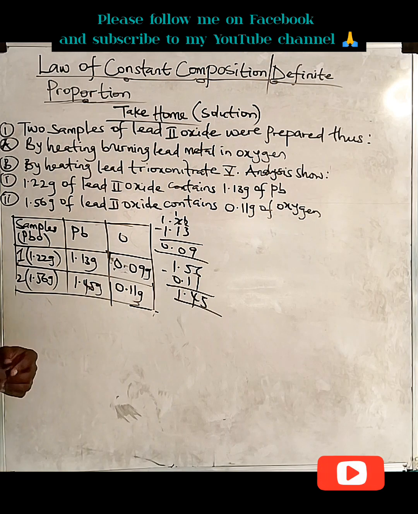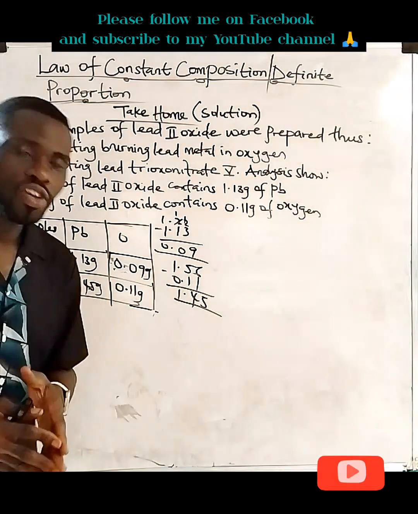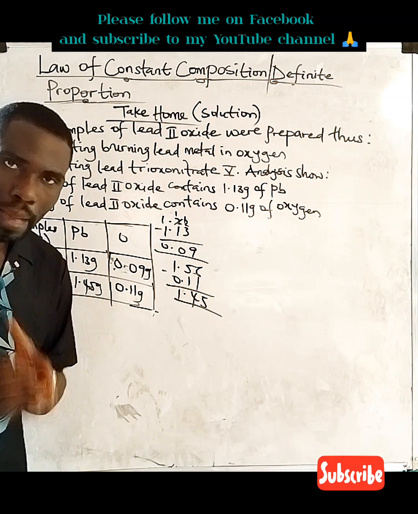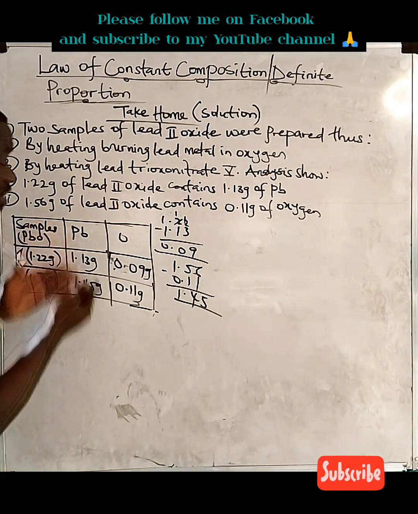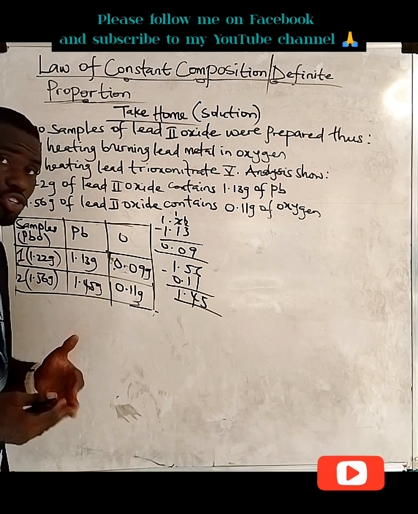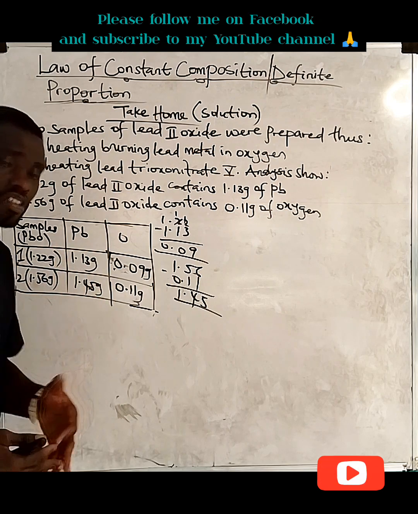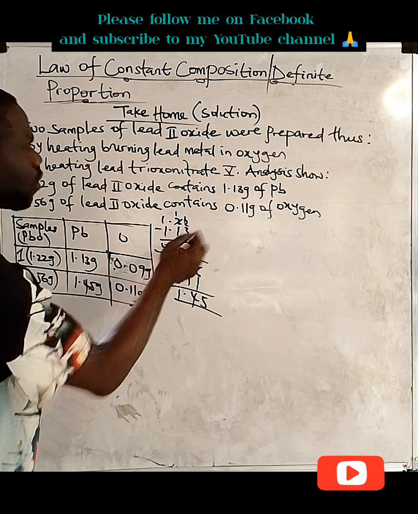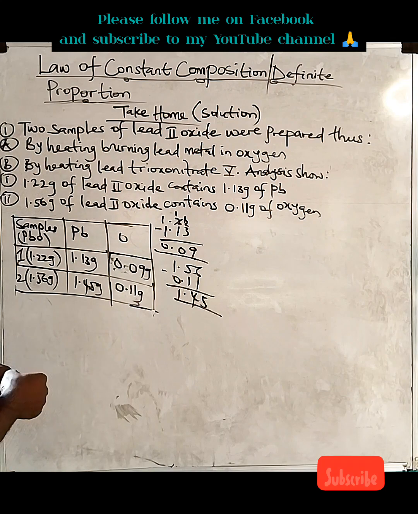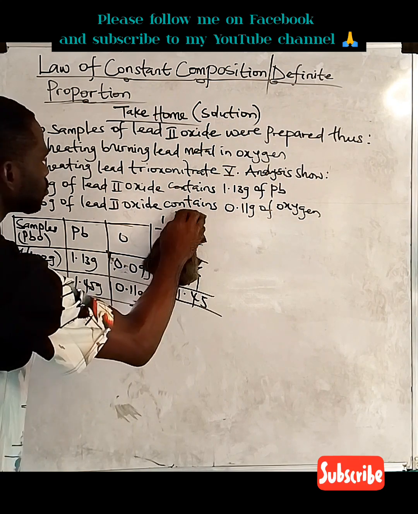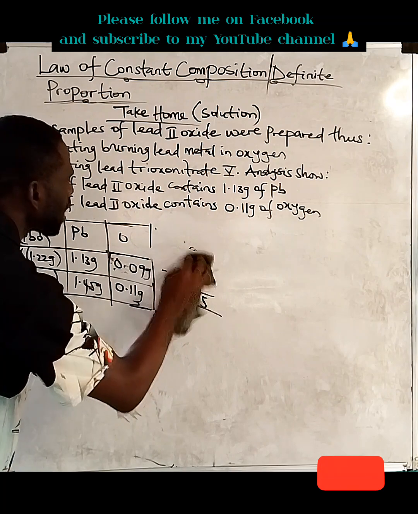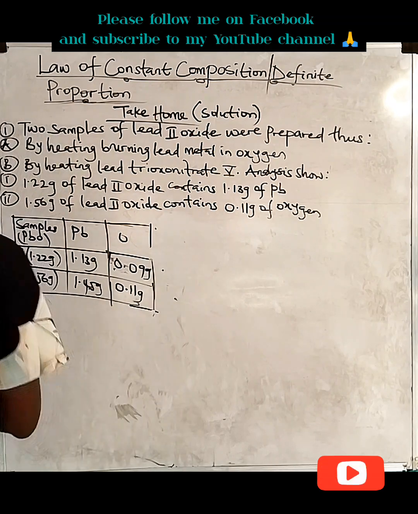So we're trying to see if the lead oxide produced are truly pure samples of lead(II) oxide. It simply means this law, the law of constant composition, is obeyed. So how do we prove this? How do we get to know? Just simple mathematics to prove that this law is obeyed from the two samples gotten. This is what we're going to do.